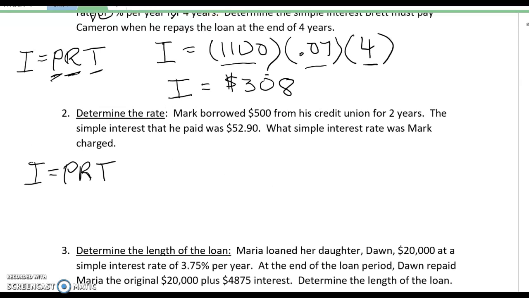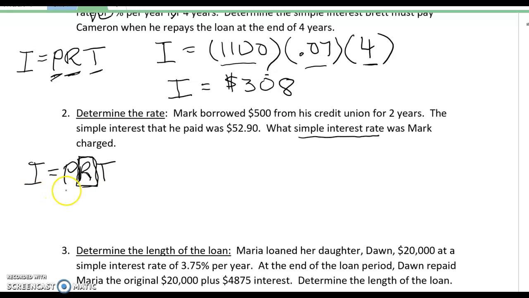I'd like to take a look at number 2. It says Mark borrowed $500 from his credit union for 2 years. The simple interest that was paid was $52.90. What simple interest rate was Mark charged? Okay, so for this one, we are looking for the rate. It's asking us what is the rate, so that means we're solving for R. This time I'm going to highlight the R by putting a box around it, knowing that's the number we're looking for.